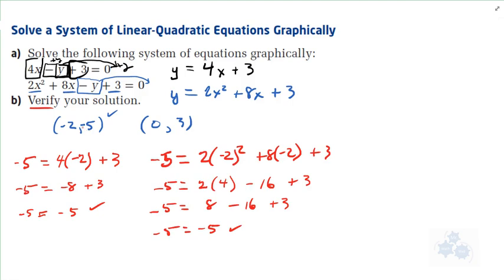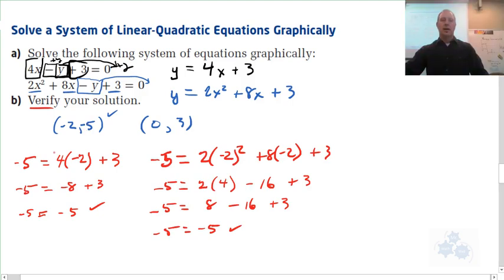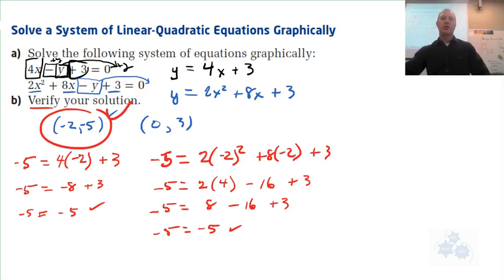Okay, so a slight correction there. I didn't write down the negative, so negative 5 is the y value there. So this one checks out for both equations, and then you do the same thing for 0 and 3 and make sure that checks out, and we'll do that as well.